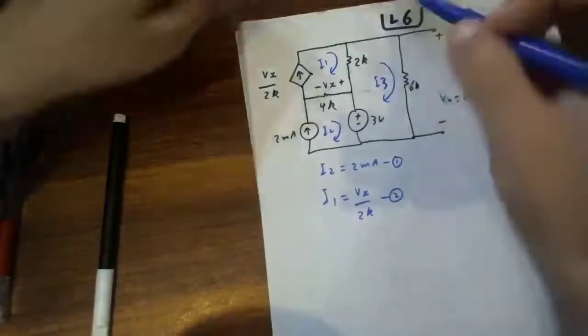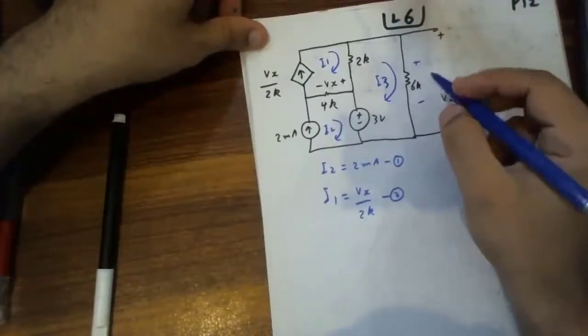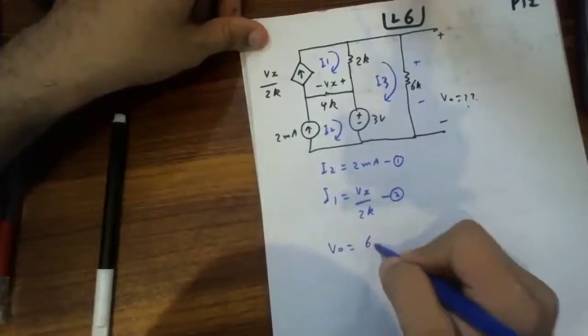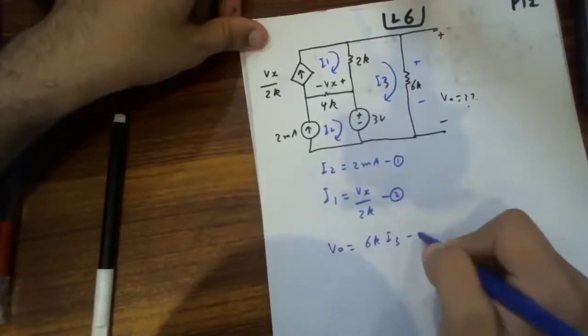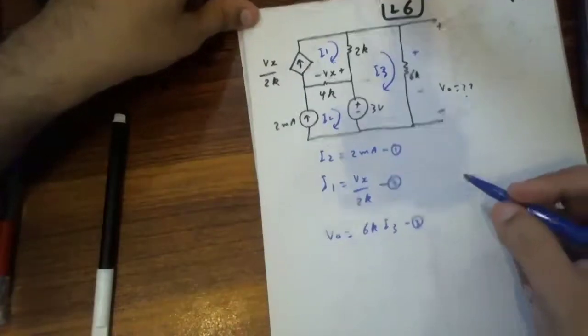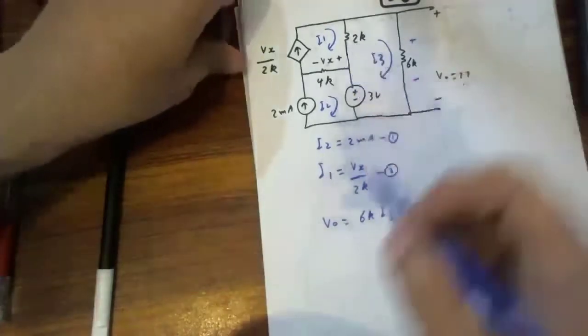And then this V0. V0 is the voltage across 6k. ये positive और ये negative. So V0 is equal to 6k times I3. 6k I3. And finally we have this Vx.